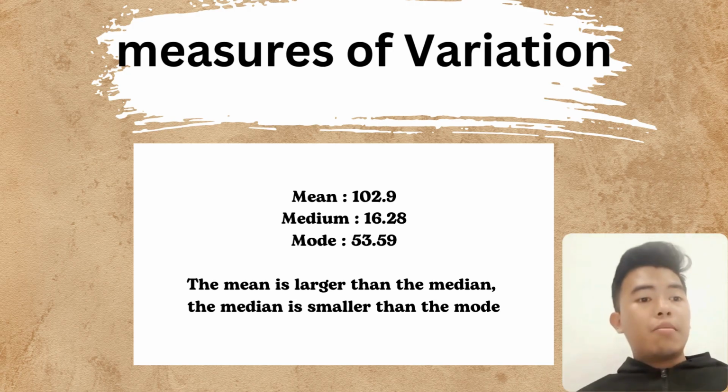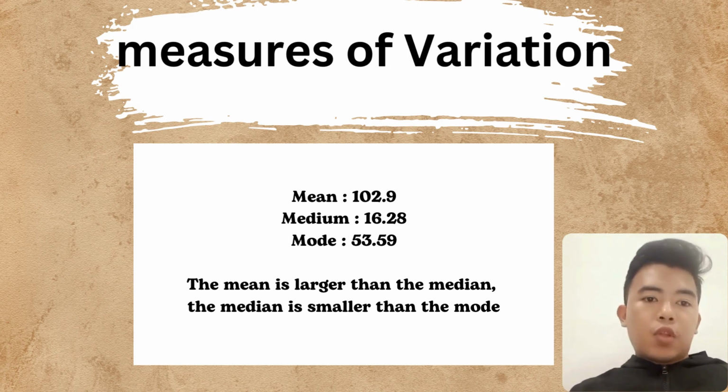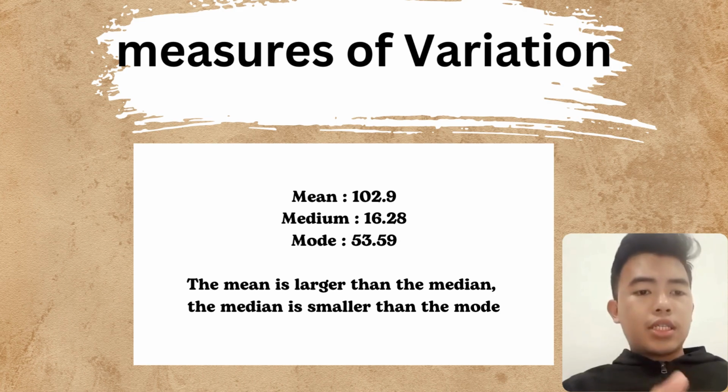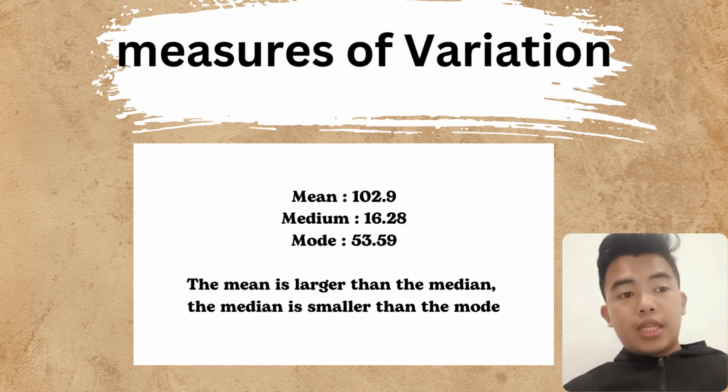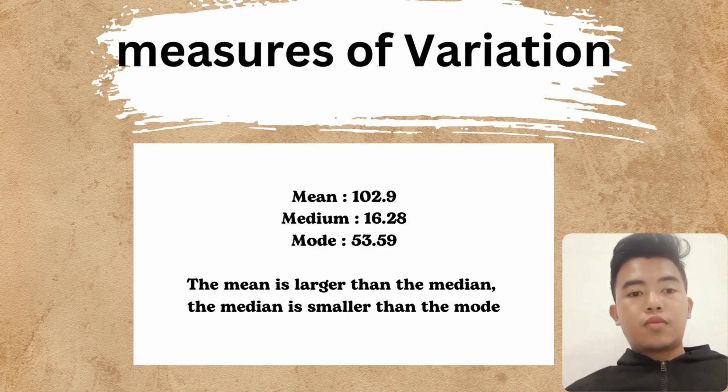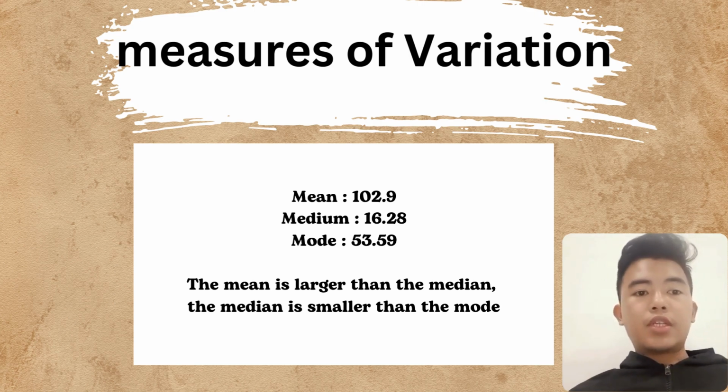As for measure of variation, we can see here there's a long table, which is we need 6 columns here. So we need class interval, midpoint, frequency, fx, x squared and fx squared, where f is for frequency and x is for midpoint.